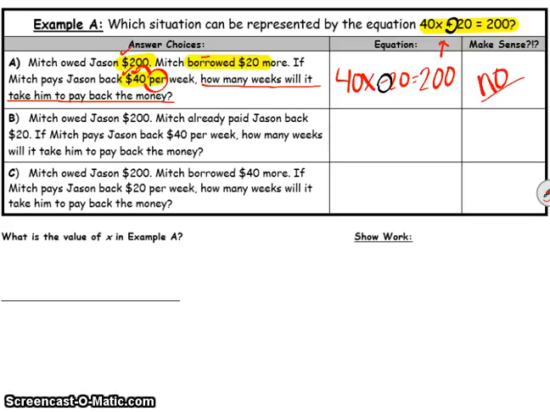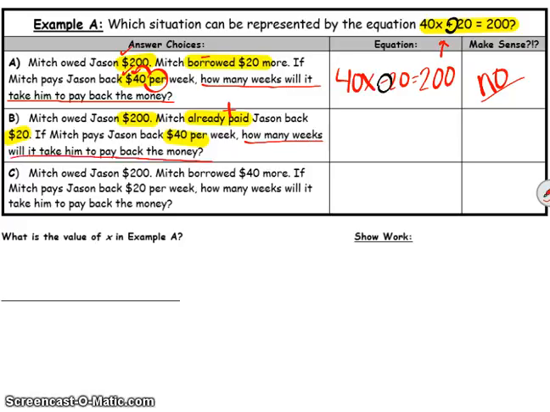Letter B says Mitch owed Jason $200. Mitch already paid Jason back $20. If Mitch pays Jason back $40 per week, how many weeks will it take him to pay back the money? So I got to take that highlighter again. I want to highlight 200. I want to highlight already paid because that tells me that I'm adding because he already paid that. And he already paid $20. And then he also wants to pay $40 per week. And then I always underline my question.